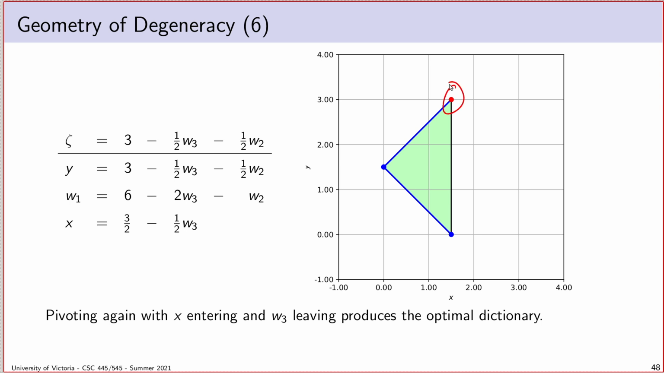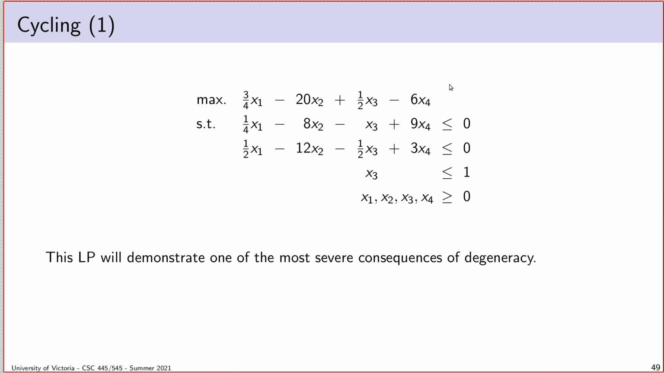Okay, so I can breathe a big sigh of relief. I had this degenerate dictionary. I looked at it geometrically and discovered that if I do these degenerate pivots, I'm literally standing still, which is worrying, and yet I was able to escape. I was able to get to my optimal solution. The problem is that's not always possible.